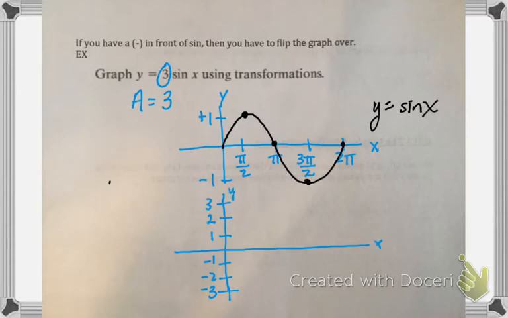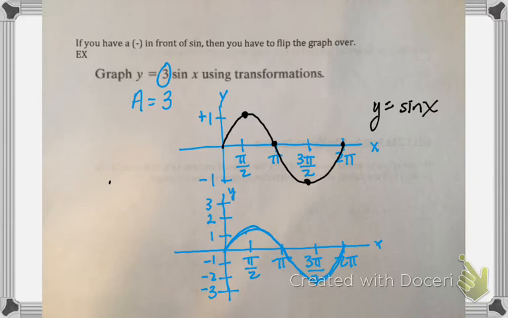Okay, so the original graph, once again, we have pi over 2, pi, 3 pi over 2, and then 2 pi. So the original graph looks like this: 0, 1, 0, -1, and then back up to 0. So let's smooth this out a little bit. Okay, so that's my original graph.